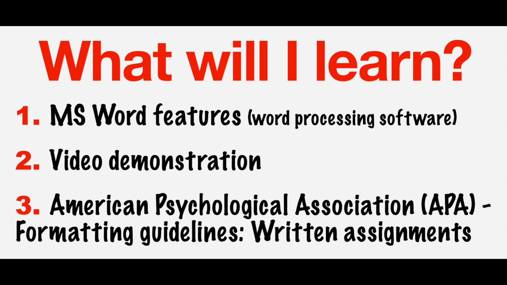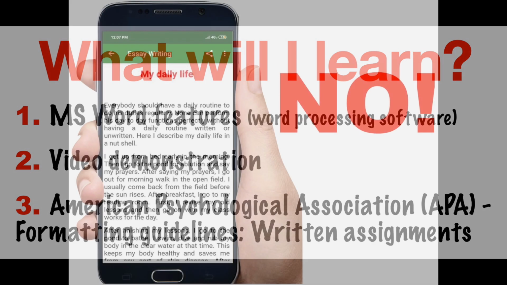There are three parts to this instructional video. First, we will examine selected features of MS Word and watch a video demonstration. You are taking an academic English course. It is essential that you know how to properly use word processing software like MS Word or Apple Pages. The video will also highlight several important APA guidelines that students must follow.